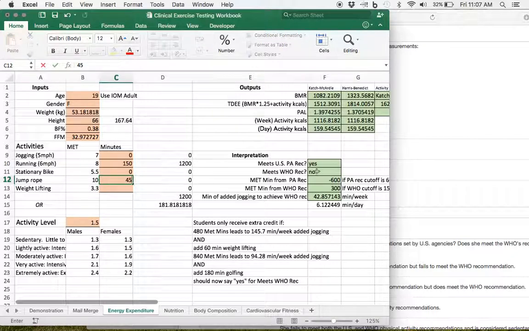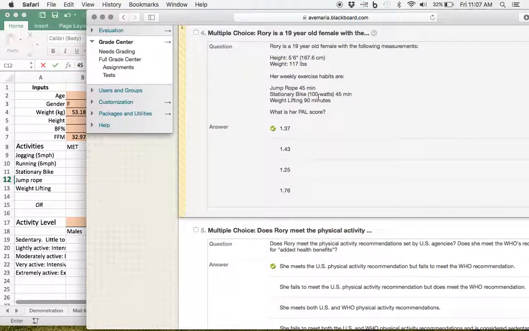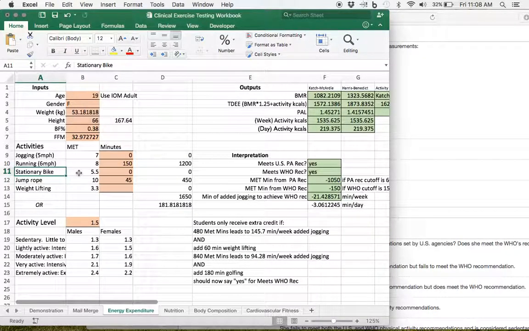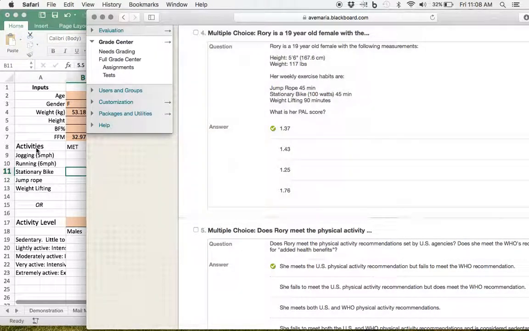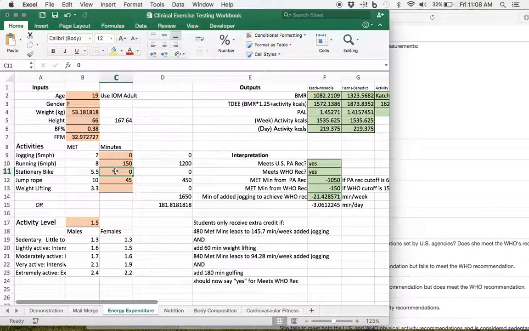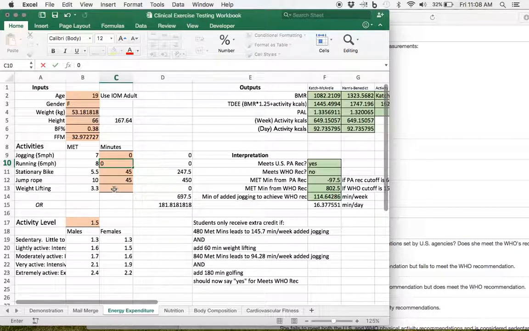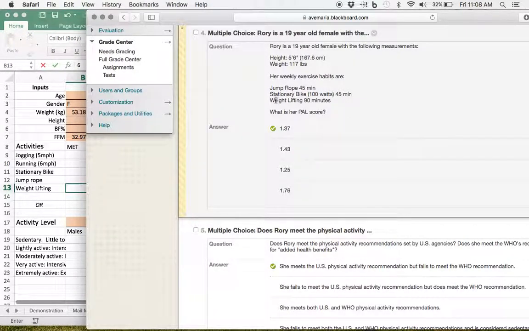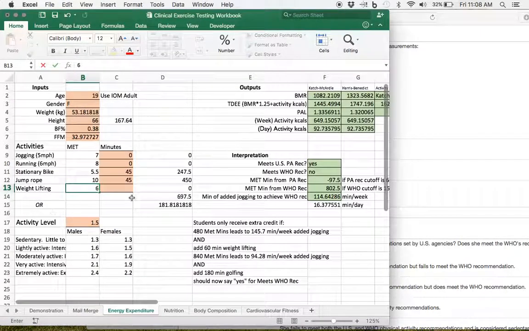45 minutes. We can also say that she rides a stationary bike for 45 minutes at 100 watts. Stationary bike, in much the same way, went back there to the slides, found that it was 5.5 METs, and she does that for 45 minutes a week. It says nothing about running, but it does say something about weightlifting. Weightlifting has an activity level, a MET level of 6, and that is done for 90 minutes. And you can find that MET level in your slides as well.